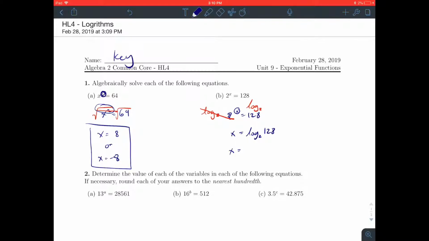This gives us x equals, and to put this in the calculator, we do log of 128 divided by log of 2. Let me use my calculator over here. You get x equals 7.